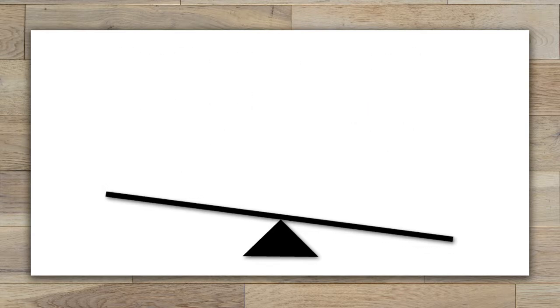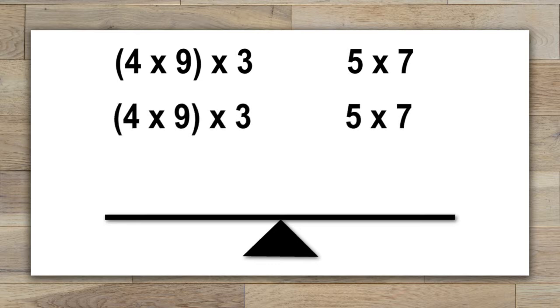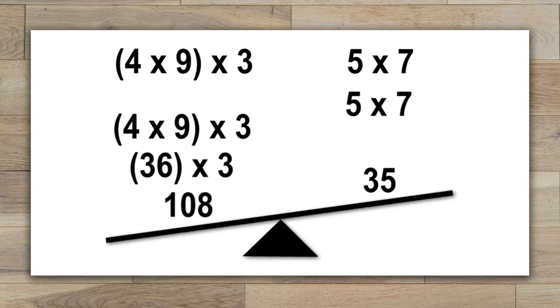Let's explore the relationship between another set of expressions. 4 times 9 in parentheses times 3, and 5 times 7. Let's first evaluate each expression. 4 times 9 is 36, and 36 times 3 is 108. 5 times 7 is 35. The left side is more than, or greater than, the right side. The symbol that belongs between the expressions is the greater than symbol. The inequality reads 4 times 9 in parentheses times 3 is greater than 5 times 7.